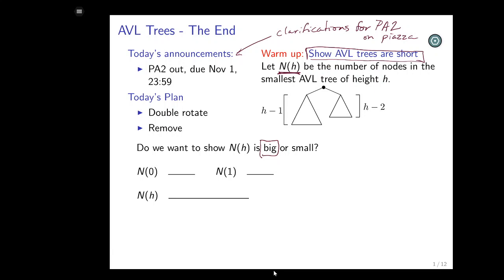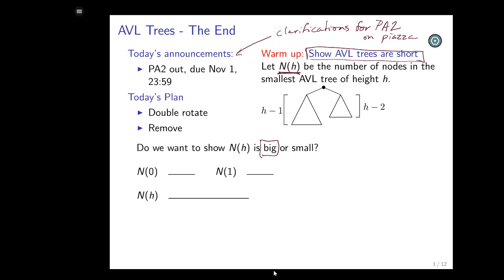We want to show that in order to get to height h, you have to put a lot of nodes into the AVL tree. You can't get there unless you put a lot in. Okay, that tells us something about what we're going to be wanting to prove about this function. So the other thing to warm up with is what's the number of nodes in the smallest AVL tree that has height 0? What's n of 0? Height is 0.